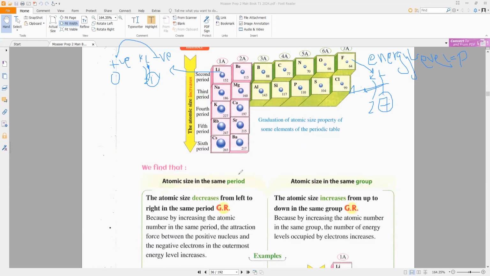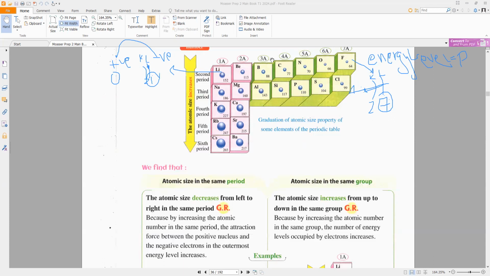This is what happens to the size across the period. The atomic size decreases. Why? Because the atomic number increases in the same period, so the attraction force between the positive protons in the nucleus and the negative outermost electrons increases. So as the atomic number increases, the attraction force increases, so the size decreases. But what about the group?